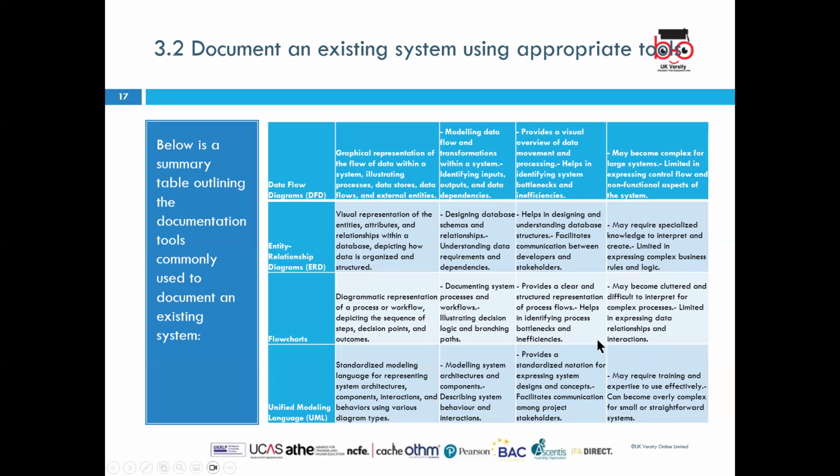We have flowcharts, which represent the process of a workflow and describe it step by step, also looking into the decision points and the outcomes. Then we have Unified Modeling Language, UML, which is a standardized modeling language for representing system architecture, components, interactions, data behavior, and various diagram types.